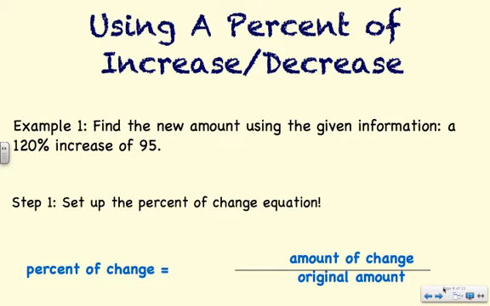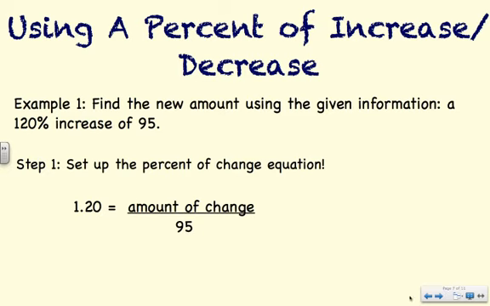So what we have to do first is set up our percent of change equation. Remember, that equation is percent of change equals the amount of change over the original amount. So let's put our numbers in. For step 1, we know it's 120%, but we want to change it to a decimal. So when I move it over 2, it becomes 1.20. Equals, we don't know what the amount of change is, so that's going to become my x. I just left it as an amount of change now because I figured it'd be easier for you to see what we're figuring out or determining. And then I know my original price was 95, so that becomes my denominator.